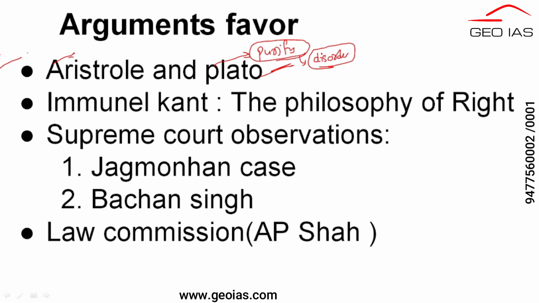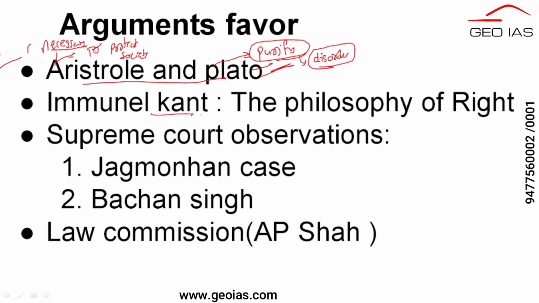Whereas Aristotle, too, as his teacher, also believes that it is necessary to protect society. So both these veteran Western political scholars advise having capital punishment because it aims to protect the society, and at the same time it aims to purify the disorder too.